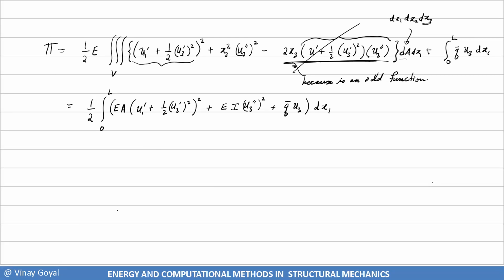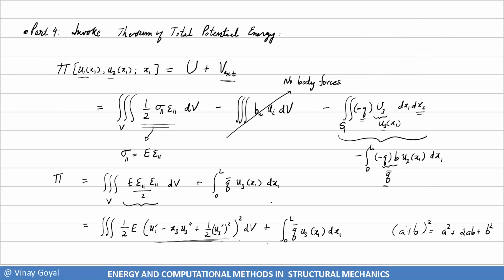Okay, this is what we got for pi, and pi depends on two functions, u1 and small u3. So this theory is really good for large deflections. And now I have developed the total potential energy. Everything is in terms of u1 and u3.